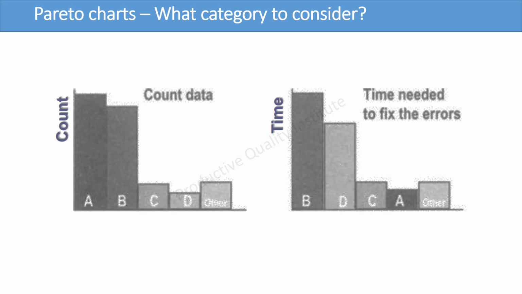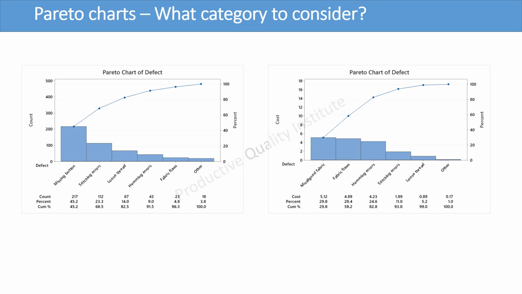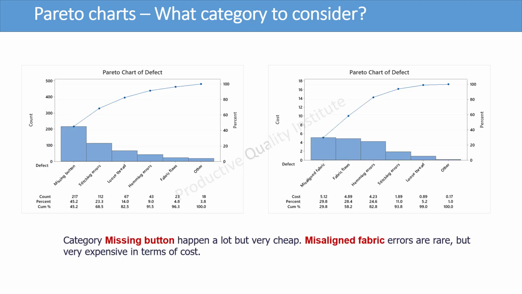What category to consider is a very important question. In the following example, Category A errors happen a lot, but don't take long to fix. While Category D errors are rare, but very expensive in terms of time. While, in this example, the missing button category happens a lot but is very cheap. Misaligned fabric errors are rare, but very expensive in terms of cost.